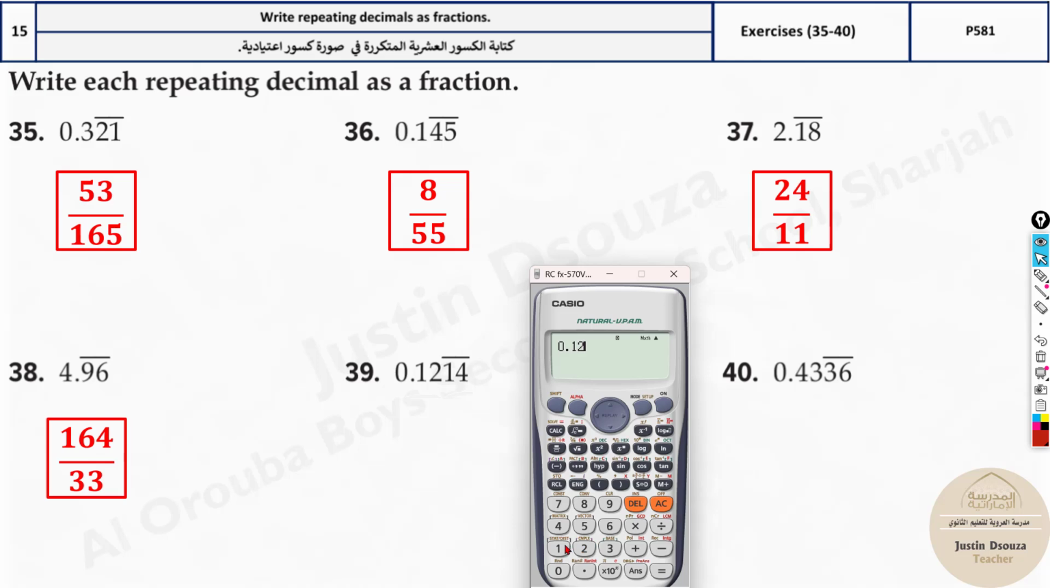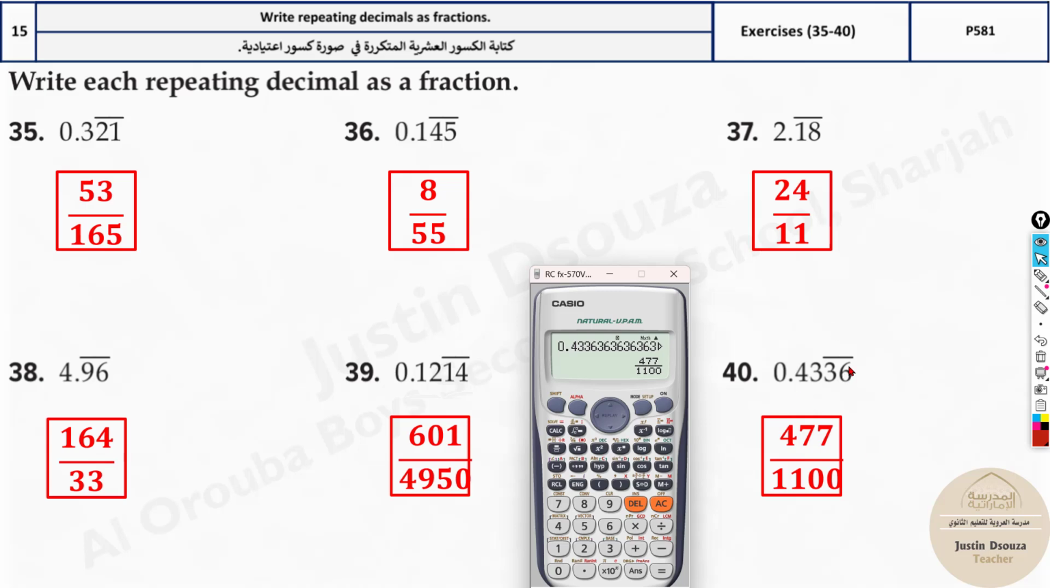Now, another important thing to remember is to repeat only the ones which have the line. So if you repeat all these digits, then that's the wrong answer. So please make sure about that. And now press equal to, that is the answer. And lastly over here, 0.4336. So it's 336, and only 3 6 being repeated. And that would be the answer of 477 divided by 1100.